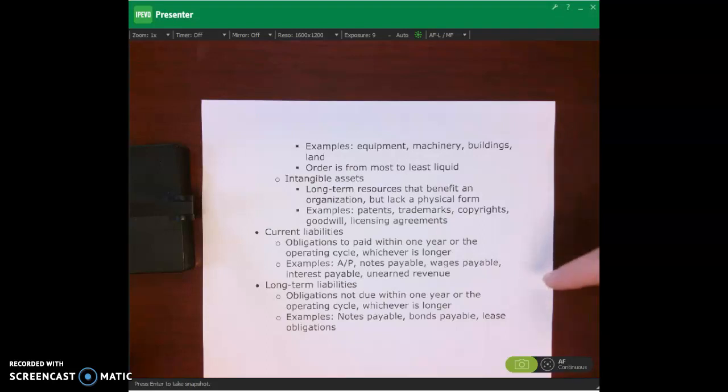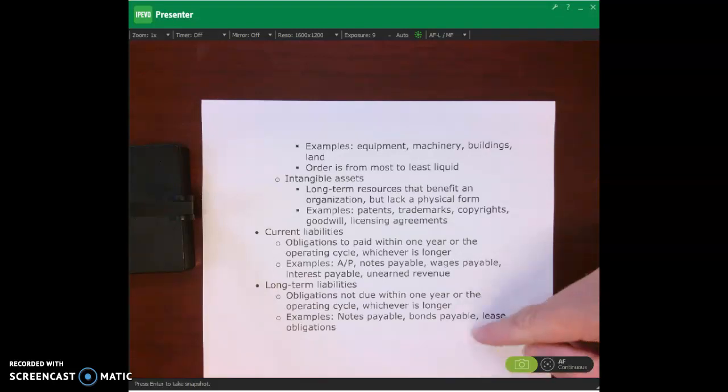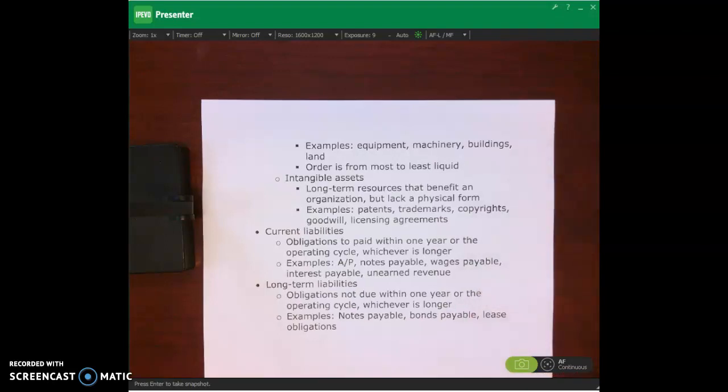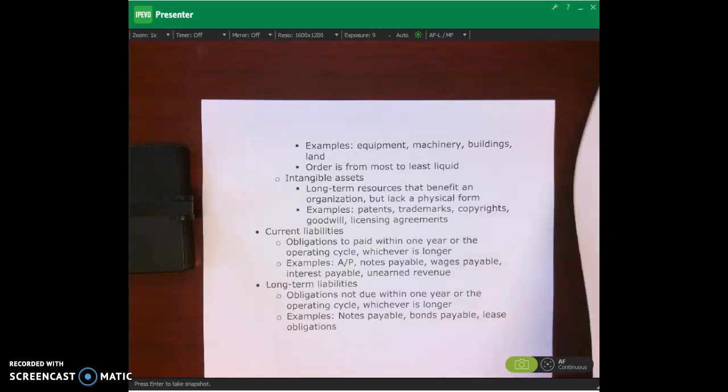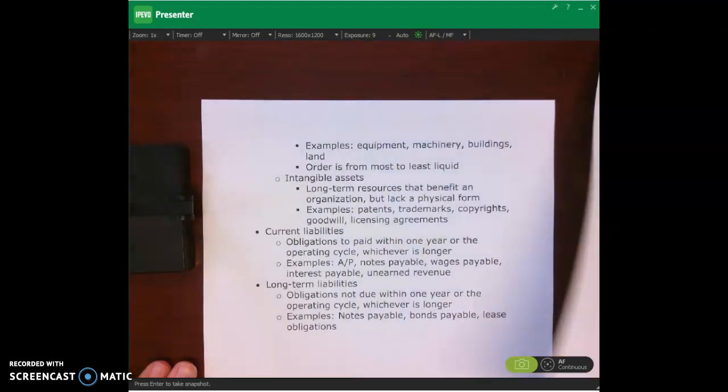Long-term liabilities we expect to pay longer than a year. So think 5 years from now, we have to pay some liability. That'd be a long-term liability. Examples: notes payable. If we issue bonds, we have bonds payable. And then also lease obligations. Okay, those would be examples of long-term liabilities.